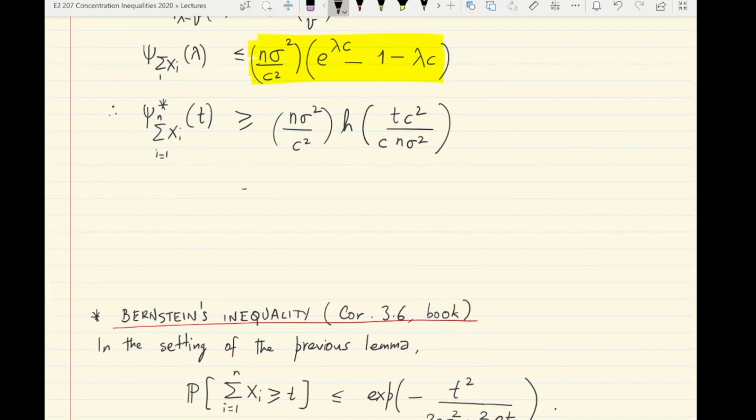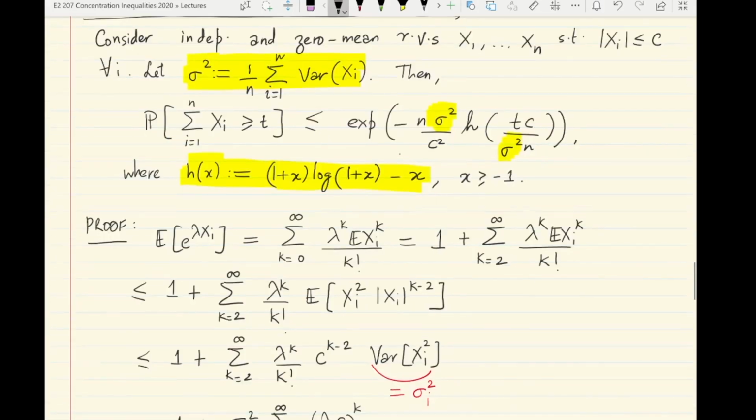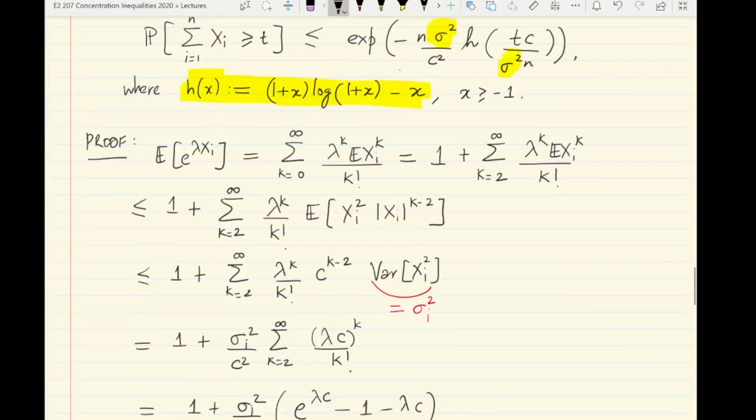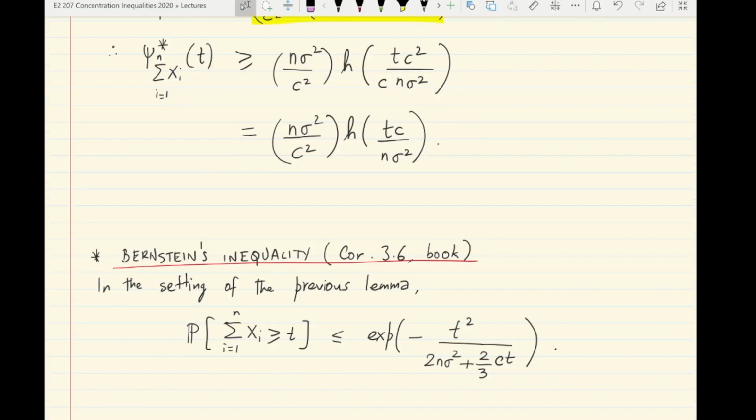And this is the same as n sigma square by c square h of tc by n sigma square. So this should be what we want: n sigma square by c square h of tc by n sigma square. That's exactly the expression that we wanted, and this implies the tail bound that we seek. So that's the proof.